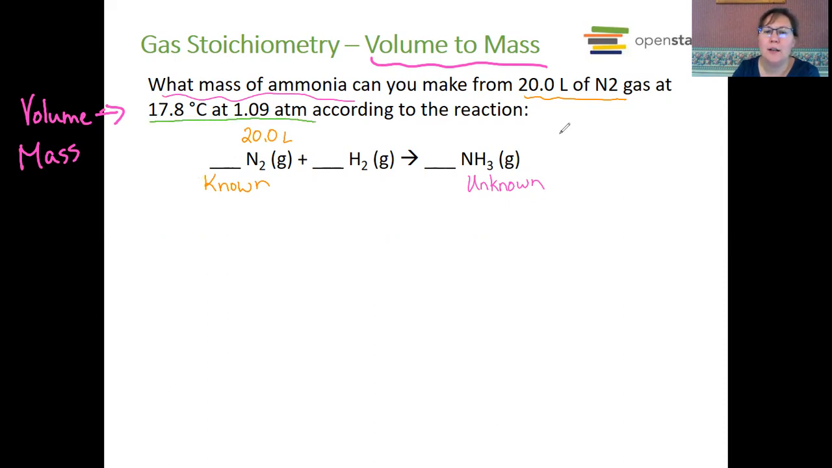And then I have some overall quantities here, 17.8 at 1.09. So I know that my pressure is 1.09 atmospheres and my temperature is 17.8, but I can't use that because it's not in kelvins. So 17.8 plus 273.15 gives me 290.95 kelvins.